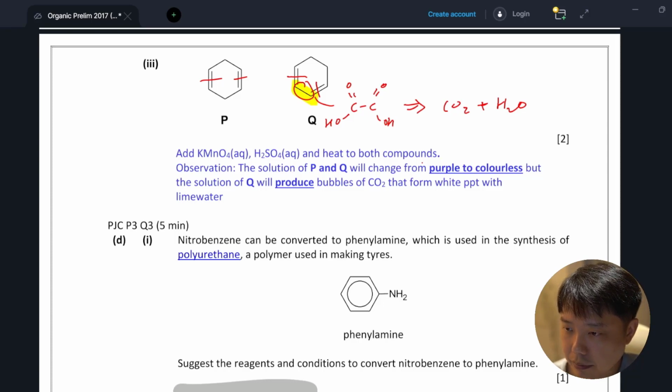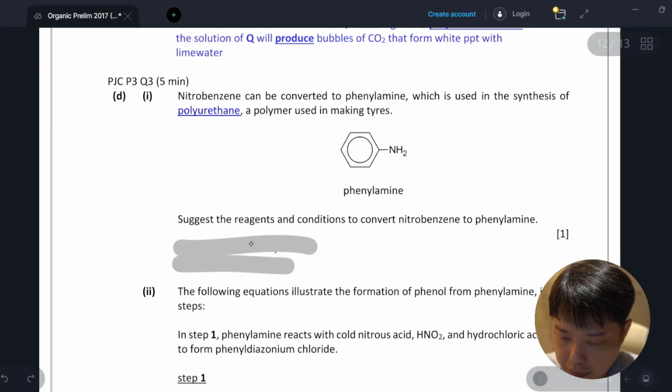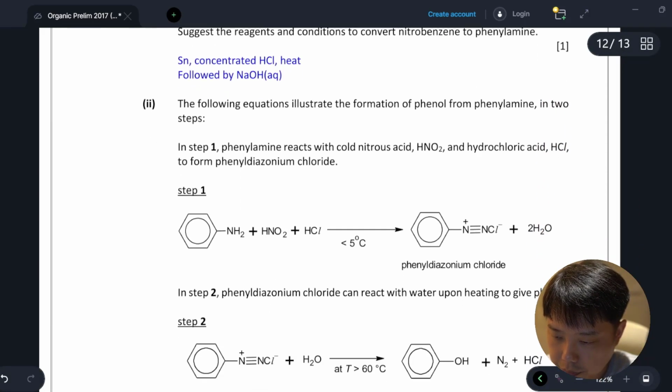Alright guys, so this is the last PJ question. So we have phenylamine: suggest the reagent and condition to convert nitrobenzene to phenylamine. Okay, so this is a very standard question. You use tin and concentrated HCl, heat it, and then in order to release the phenylamine, you have to follow it up with aqueous NaOH at RTP. So very standard recall question.